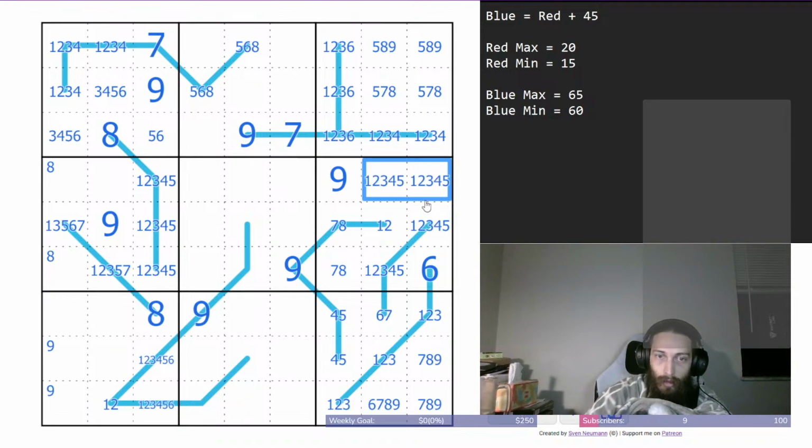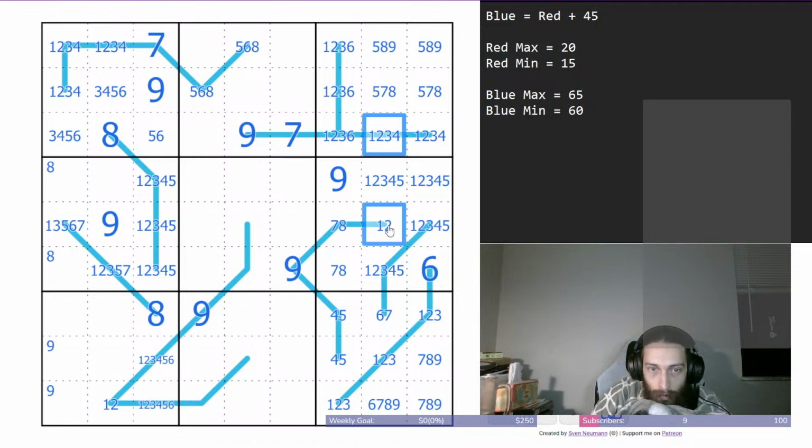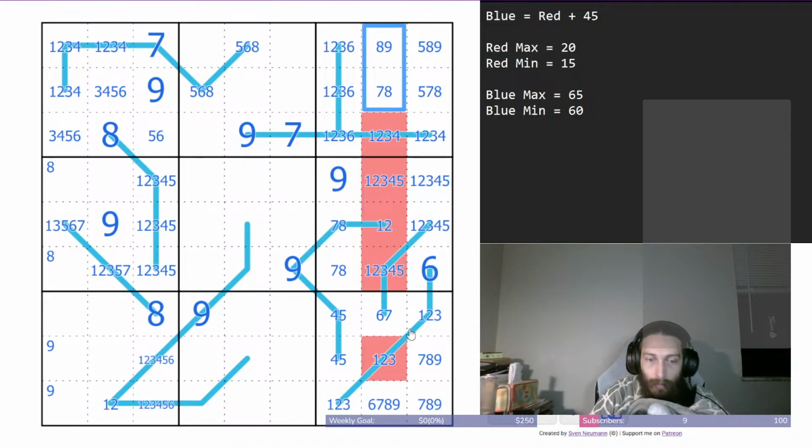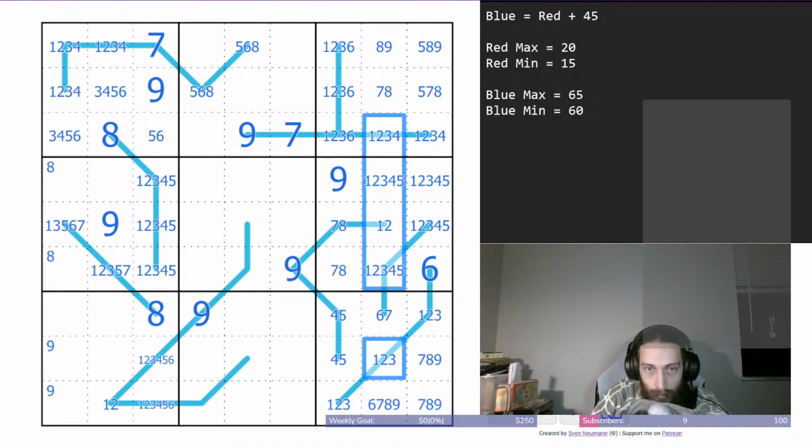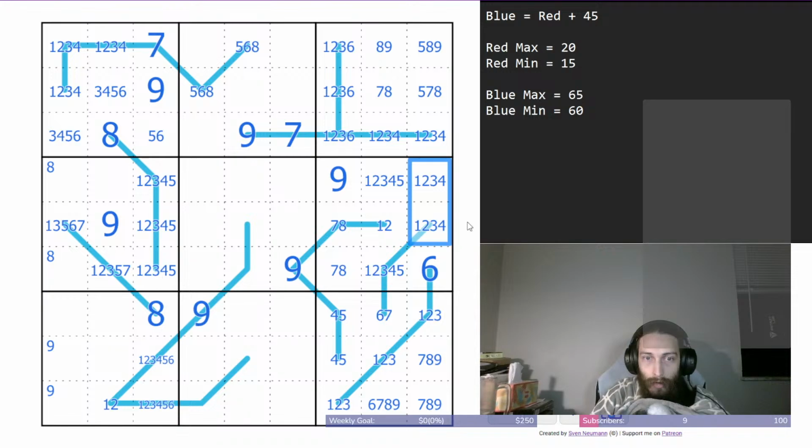So 8, 6, 9. 1, 2, 3, 4, and 5. So 5 is out of these two? Looks like it. Which puts 5 on the right in box 3. 5 is out of those.